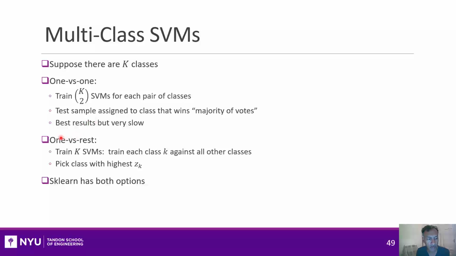The other option is what's called one versus rest. In that case, you train K SVMs, one for each class against all the other K-1 classes, and then you pick the class which gives the highest score. In sklearn, you can do both, but we'll just use the one versus one for the MNIST case.